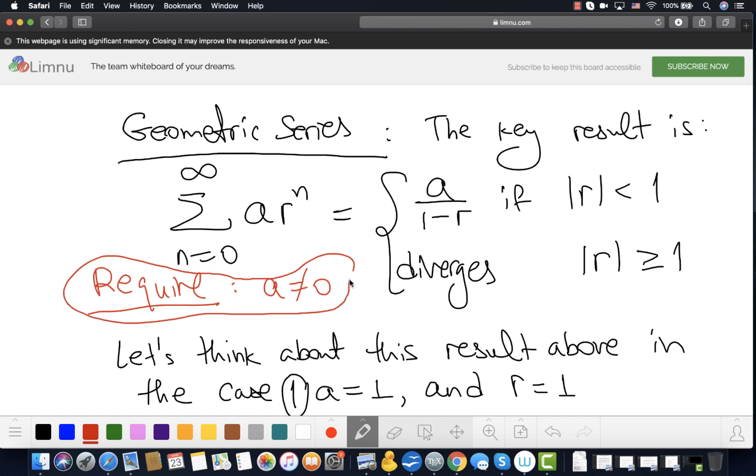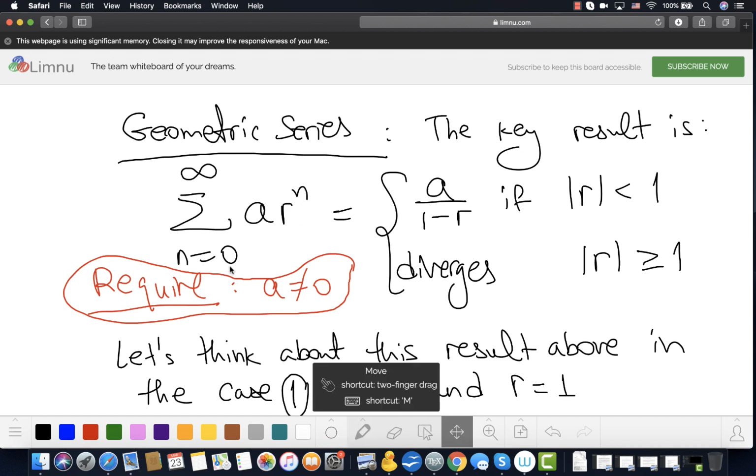I want to add this requirement, because if a is 0, then everything is 0 and it converges for every value of r. So I want to get this part: it diverges when r is at least 1. Yeah, if the absolute value of r is at least 1, we know it diverges. And for this to be true, I need the initial value a to be not 0, because if a is 0, then everything is 0. Okay, but that's not really interesting in any case.